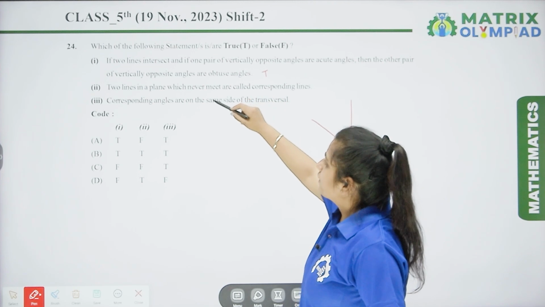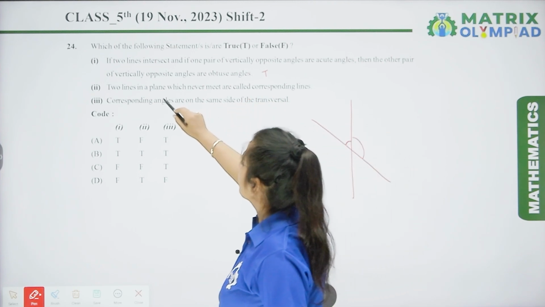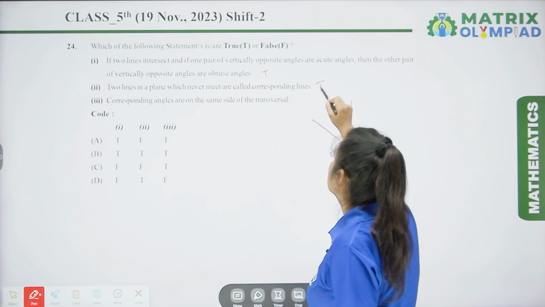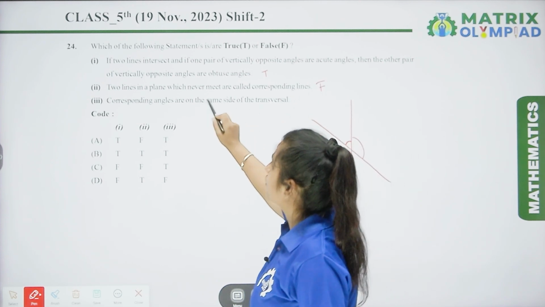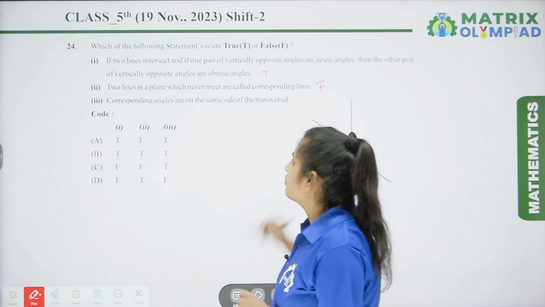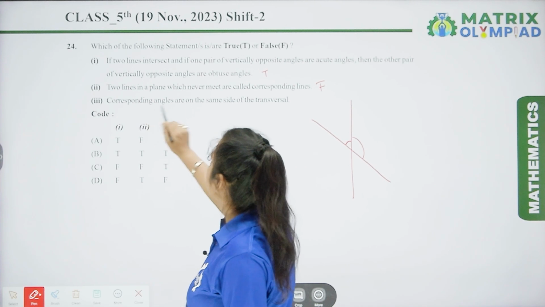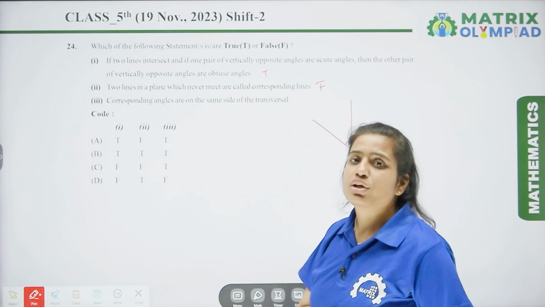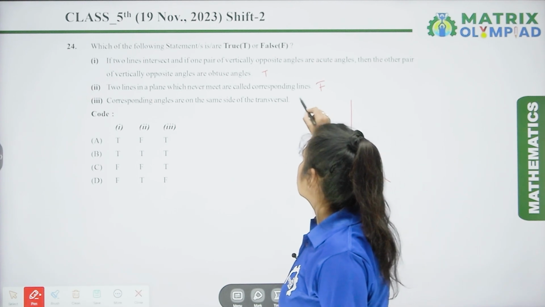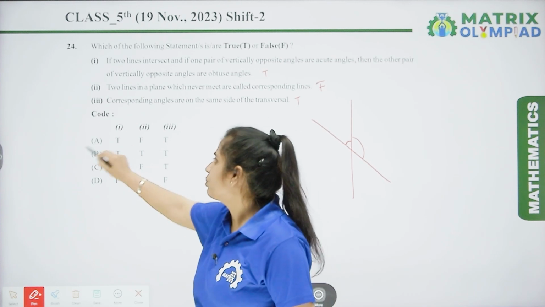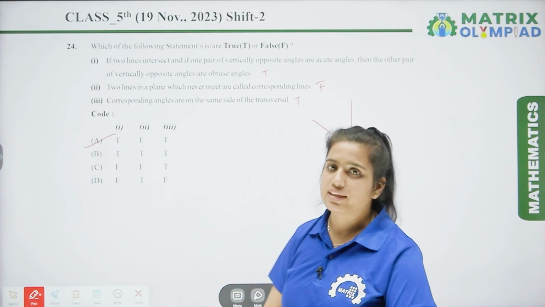So the next statement is, two lines in a plane which never meet are called corresponding lines. So this is false, because two lines in a plane which never meet are called parallel lines. So second statement is false. Next is, corresponding angles are on the same side of the transversal. Yes, this is true because they are on the same side. So the sequence is true, false, true. So here option A is the correct answer.